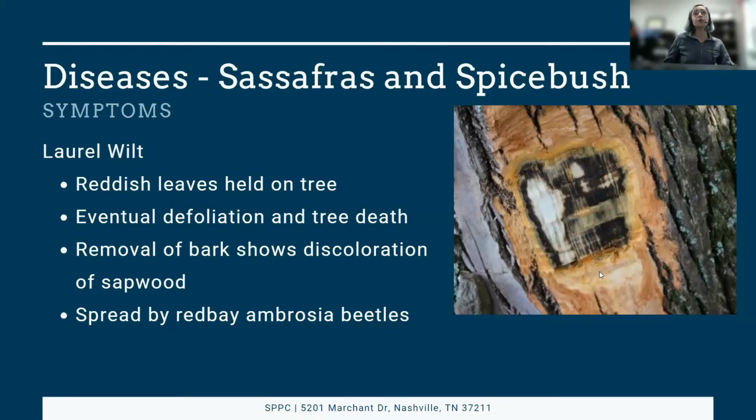So this one's a pretty big concern, more in our forested areas where we have a lot of sassafras. But if you're planting some of our native plants like sassafras in urban landscapes, this is something that we'd like to be on the lookout for.